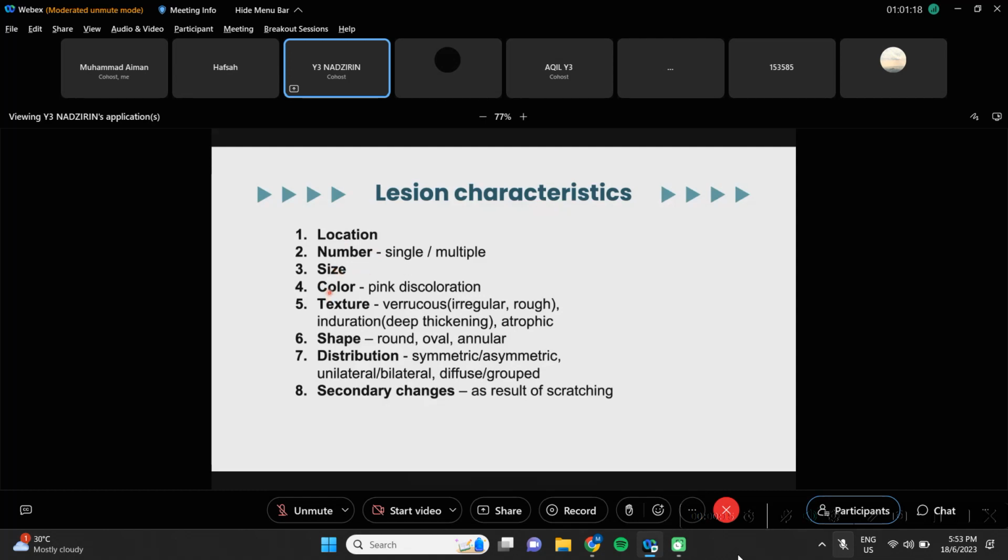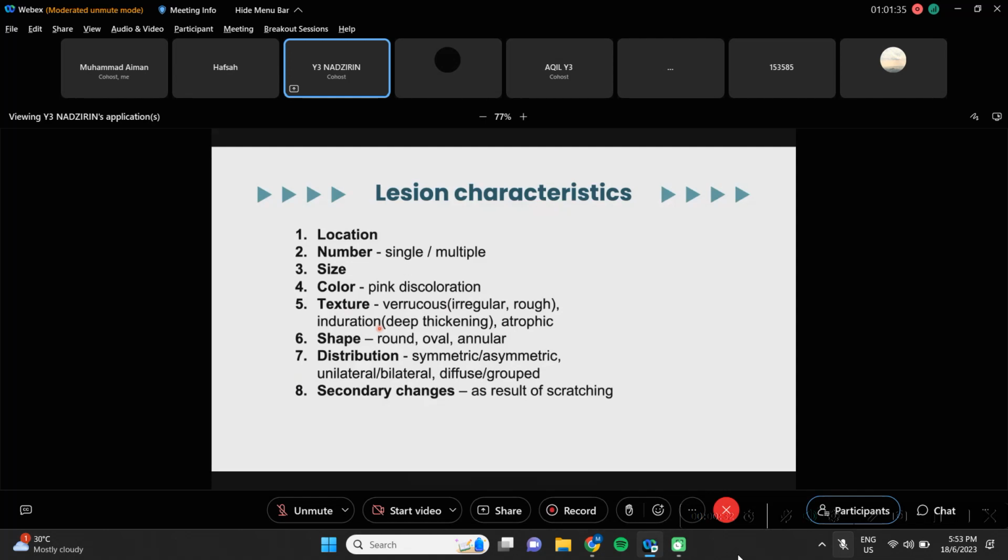Then we want to see the color of the lesion. Is it pink, yellow, red, or black? Then we want to see the texture of the lesion. Is it irregular or rough? Or is there a deep thickening of the lesion in induration, or atrophy?